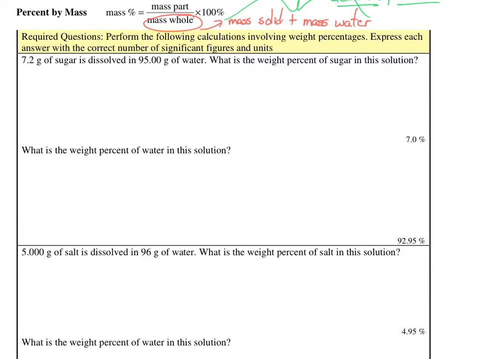In this first problem, we're given so many grams of sugar and so many grams of water. First, we want the mass percent of the sugar. Here's the initial setup. The percent by mass sugar is equal to the mass of sugar over the mass of the solution, which is the water plus the sugar, and this whole fraction is multiplied by 100%.